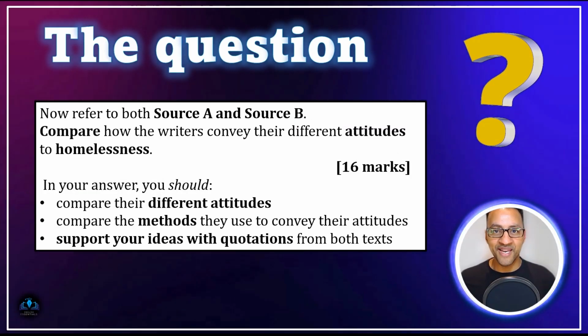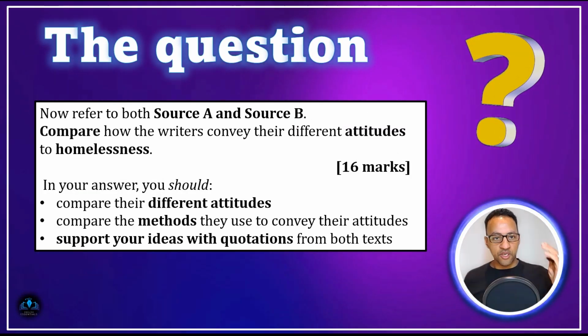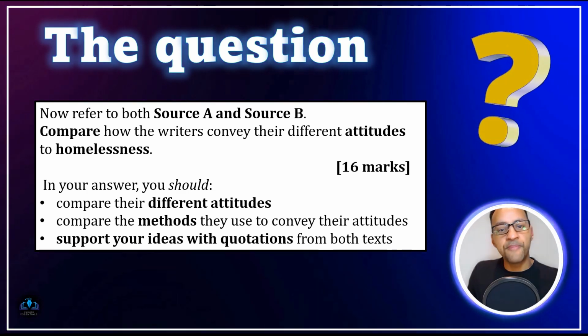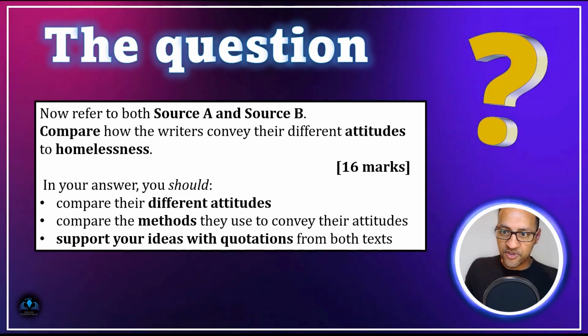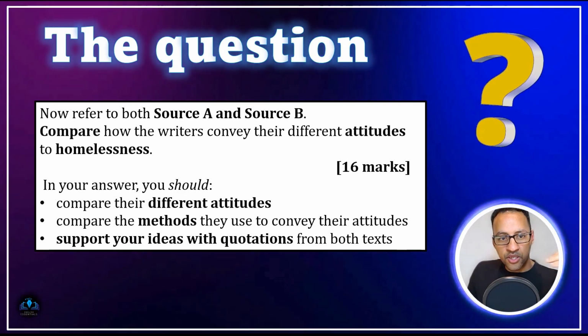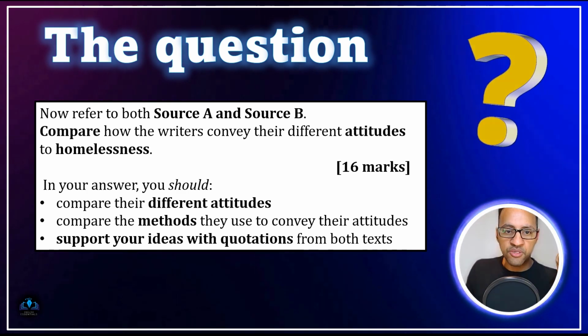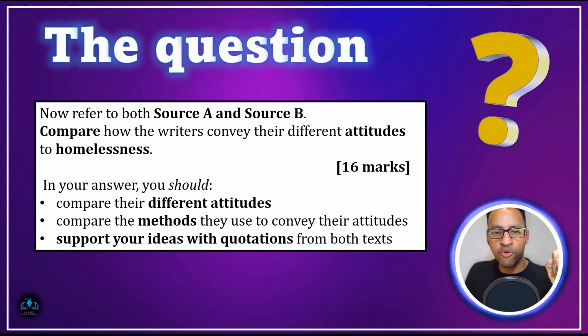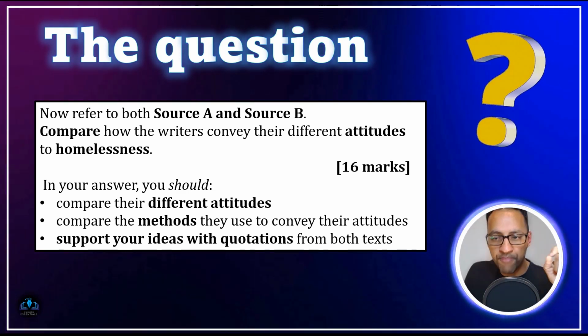Right, let's jump into the question. So now refer to both source A and source B. Compare how the writers convey their different attitudes to homelessness. In your answer, you should compare the different attitudes, compare the methods they use to convey their attitudes, and support your ideas with quotations from both texts.